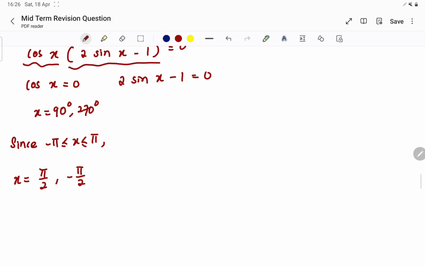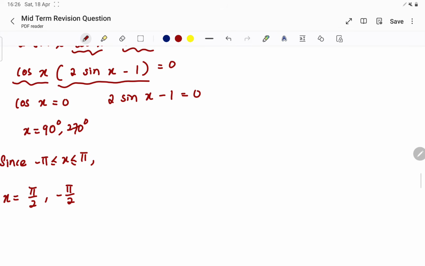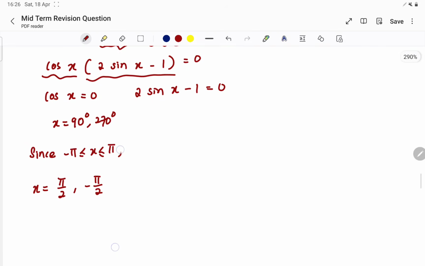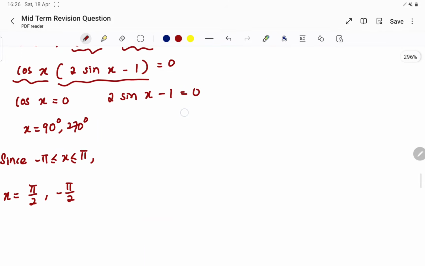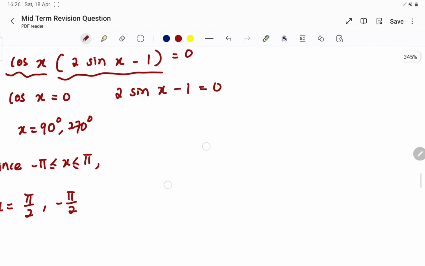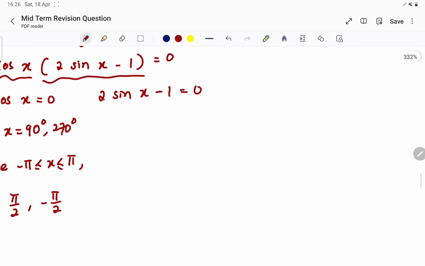Now the next one is 2 sin x minus 1 equal to 0. You already settled cos x, found the value of x. Now we settle 2 sin x minus 1 equal to 0. Bring 1 to the other side, and you get 2 sin x equal to 1, so sin x equals 1 over 2.